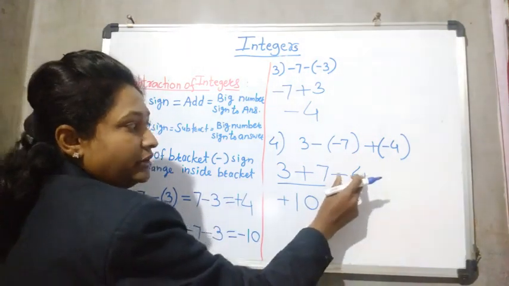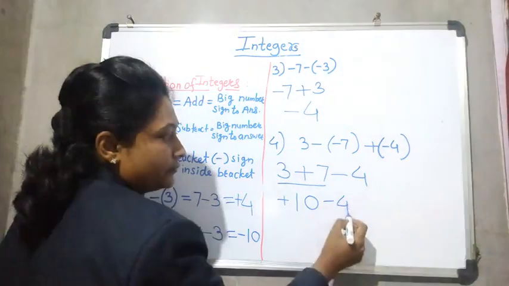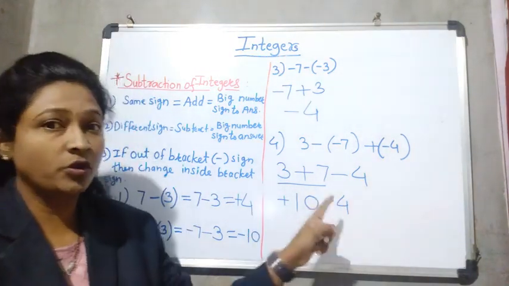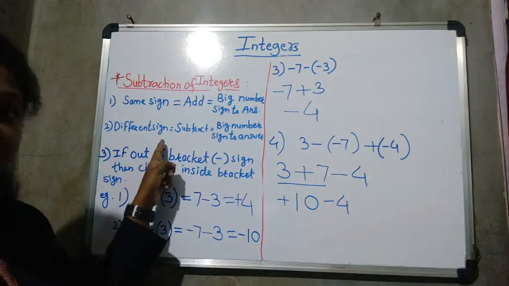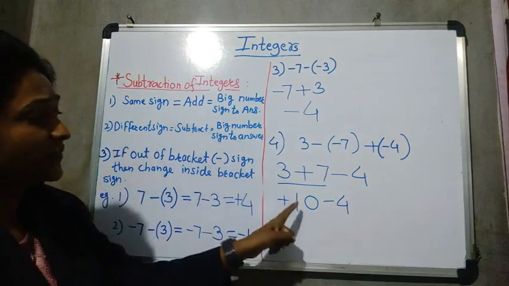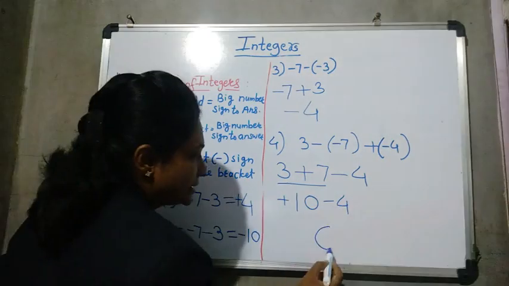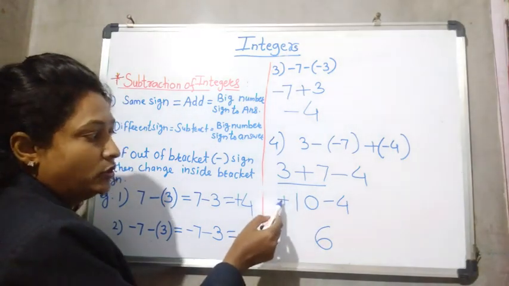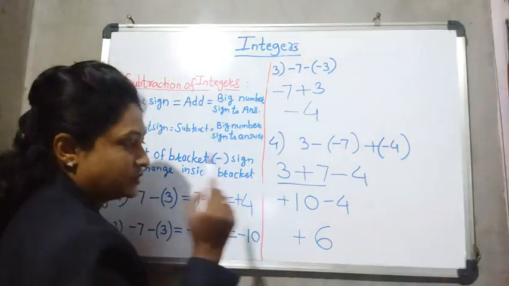Now negative 4 we will take downside. Now see, 10 is positive and 4 is negative, which means both numbers have different signs. If different signs are there, then we have to subtract the numbers. So 10 minus 4 is 6. And the big number's sign: 10 is big, and the big number has a positive sign. So positive sign for the answer.